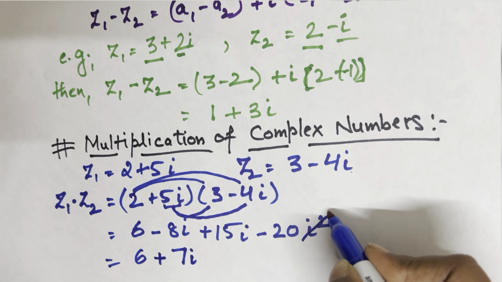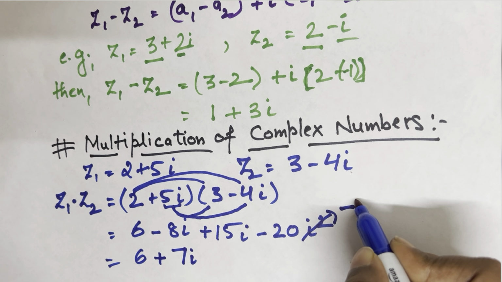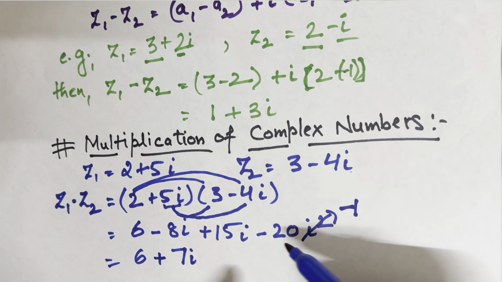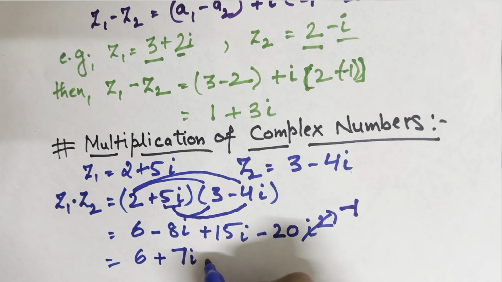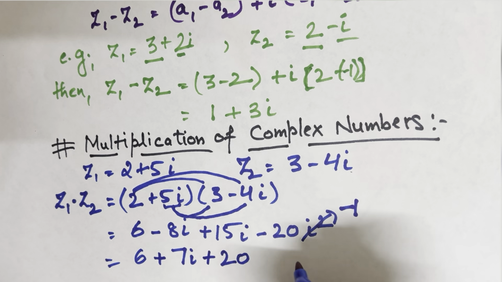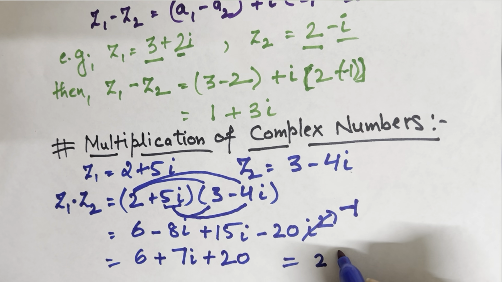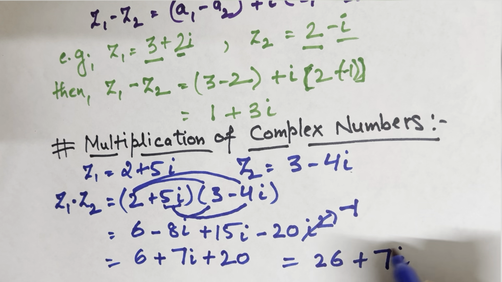So value of iota square is minus 1. So minus 20 into minus 1 will become plus 20. So we will get 6 plus 20, that will be 26 plus 7 iota. So this will be the answer. So this way we can do the multiplication of two complex numbers.